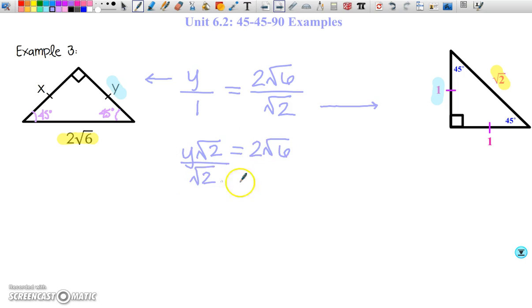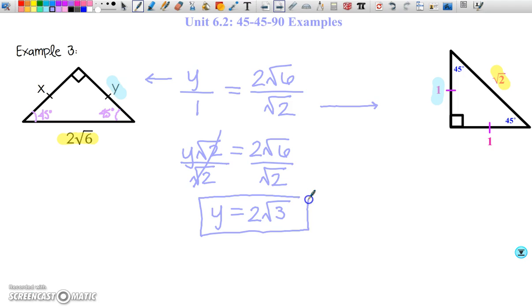Now this time when we divide by the square root of 2, these are going to become a 1, leaving you with y. And this one here, because the 6 and the 2 are both under a square root, you get to do 6 divided by 2, which is 3, and leave that under the square root. So there's your y value, 2 times the square root of 3. And now because of these markings here, x and y are the same, so x is also 2 times the square root of 3.